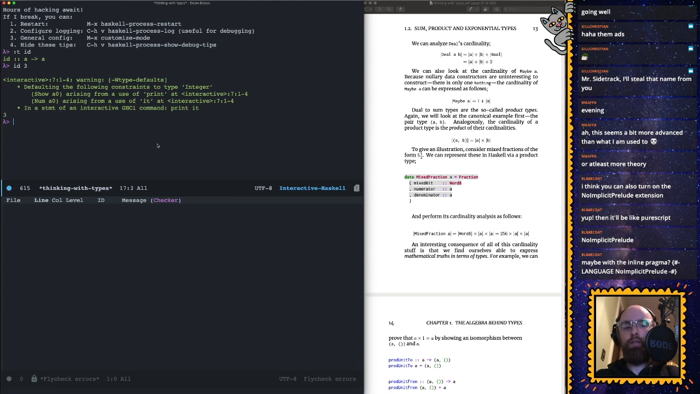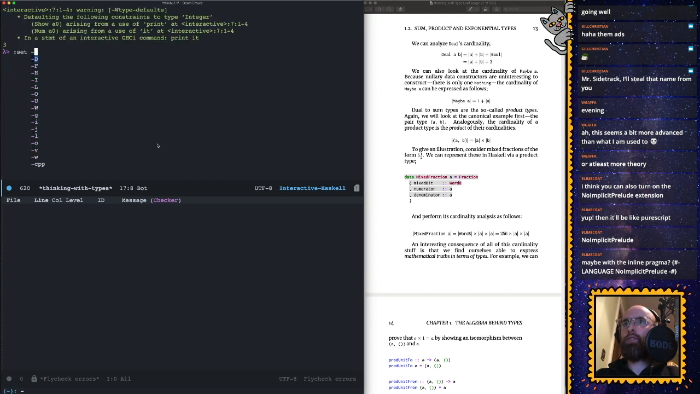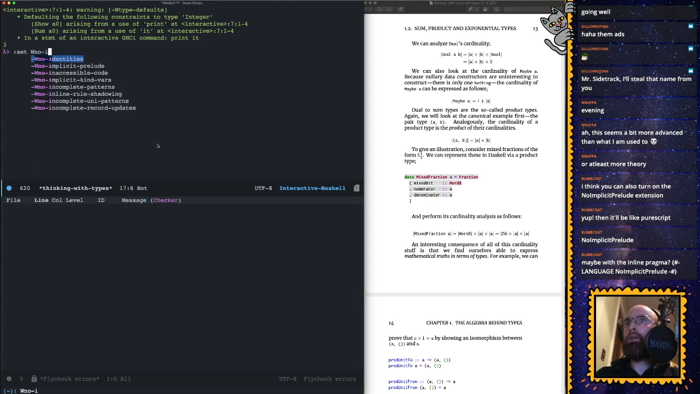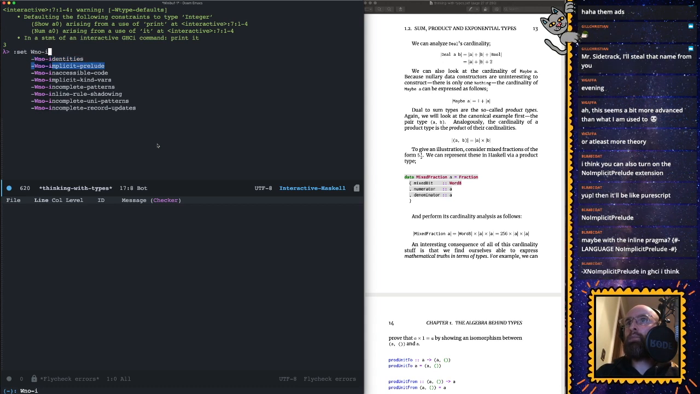Because the other way you can do is like this. I spotted. What does it give you options? Set. Is it normally like W? No. Is it W? Yes. Is it in there? No. No implicit. No. No im. Maybe. Oh, here we go. I think it's here. Maybe it's with spaces. Implicit prelude.